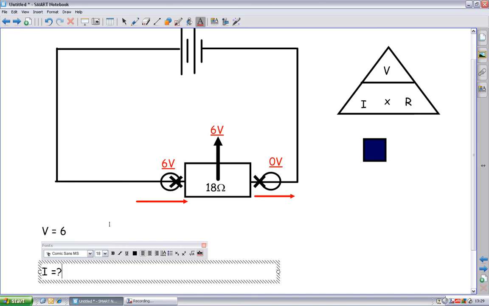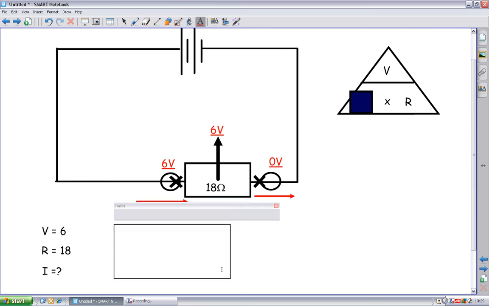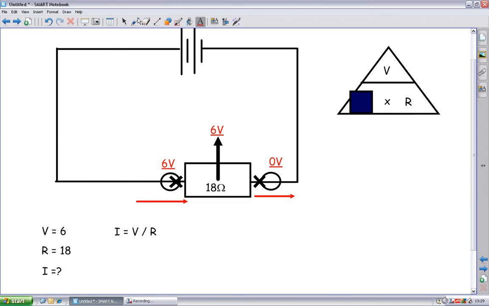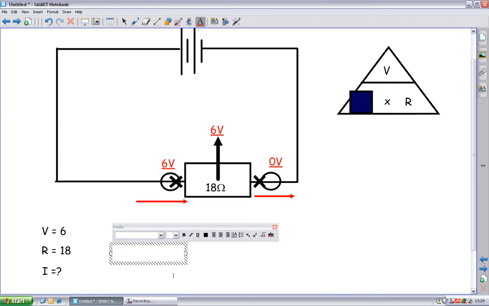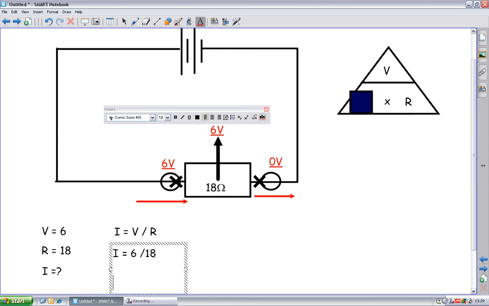So I wish to find I. I cover that up, and that leaves me with I equals V over R. Pop in the numbers. I therefore equals V, which was 6, divided by R, which was 18. So I is 6 over 18, which is 1/3, which is 0.33 amps.